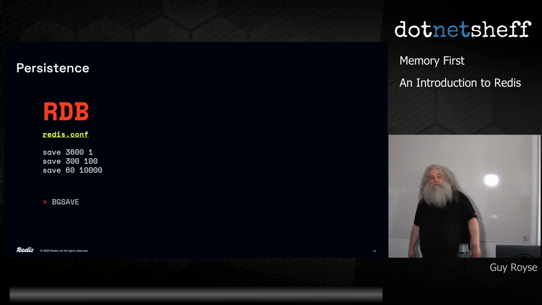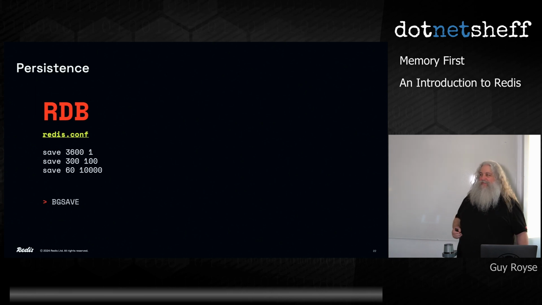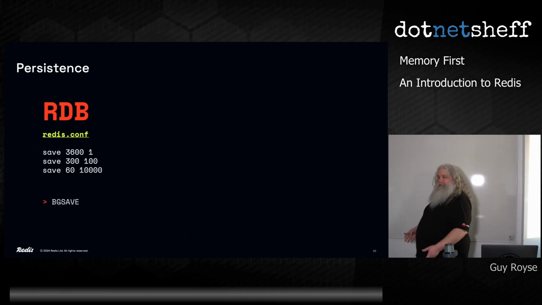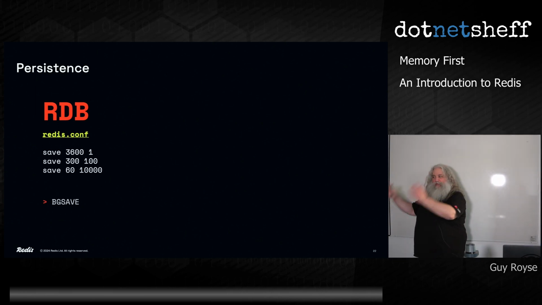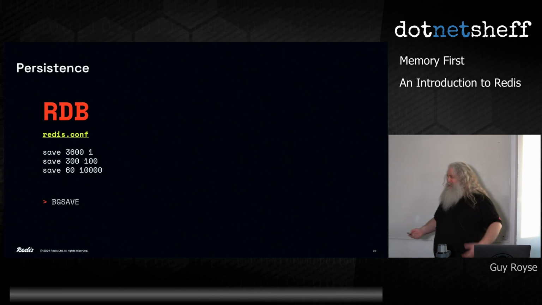And you can force this to save by calling SAVE or BGSAVE, which is background save, which is the better one. SAVE will just take a snapshot and lock up Redis while it writes it to disk. Background save will fork and write it to disk. So you almost always want BGSAVE.